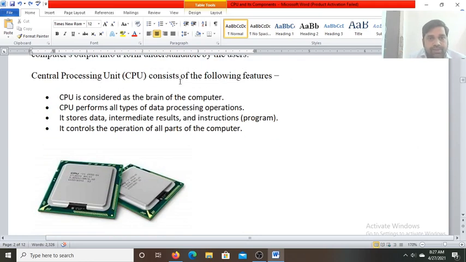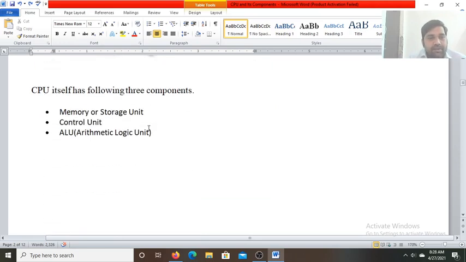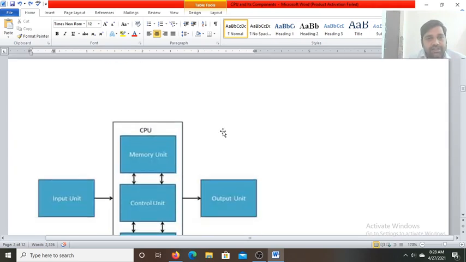So this CPU consists of the following features. What are the features of the CPU? You can see CPU is called the brain of the computer. CPU performs all types of data processing operations. CPU stores data, intermediate results, and instructions. CPU controls the operation of all parts of the computer. So all these things are managed by the CPU only. Now CPU has the three components. Those three components we'll study in detail: memory unit, control unit, and the arithmetic and logic unit.